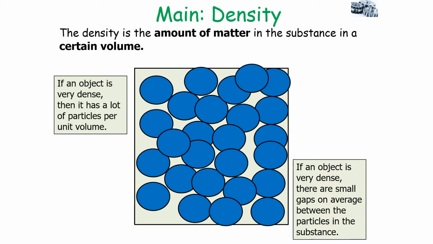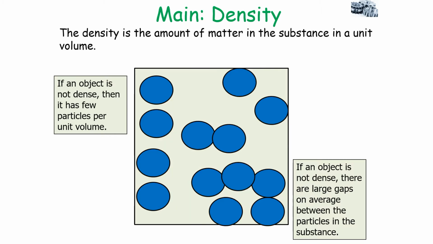So if an object is very dense, it has lots of particles per unit volume, so therefore it has small gaps on average between the particles in the substance. Now if an object is not dense, then it has few particles per unit volume. So if an object is not dense, there are large gaps on average between the particles in the substance.